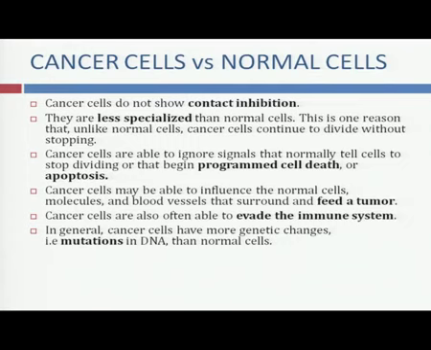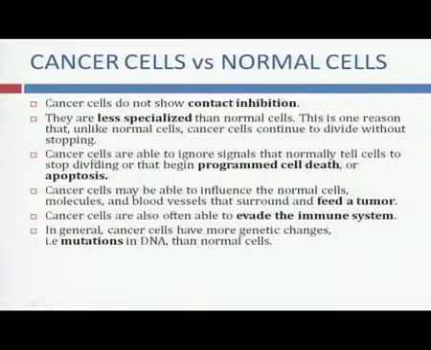On the other hand, the cancerous cells are yet to be specialized, they are usually not differentiated, they are very less specialized, so they can continue to divide. The other difference that makes cancer cells different from normal cells is that they are able to ignore the signals that normally tell the cells to stop dividing or that begin programmed cell death, or apoptosis.